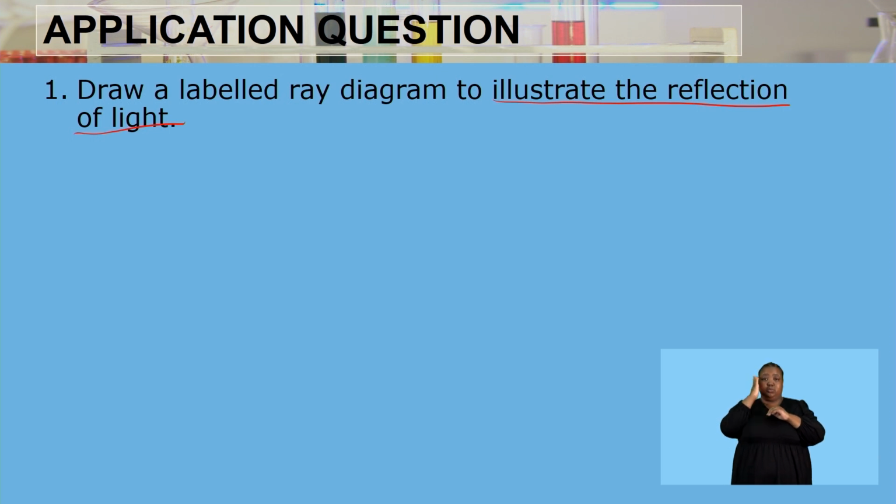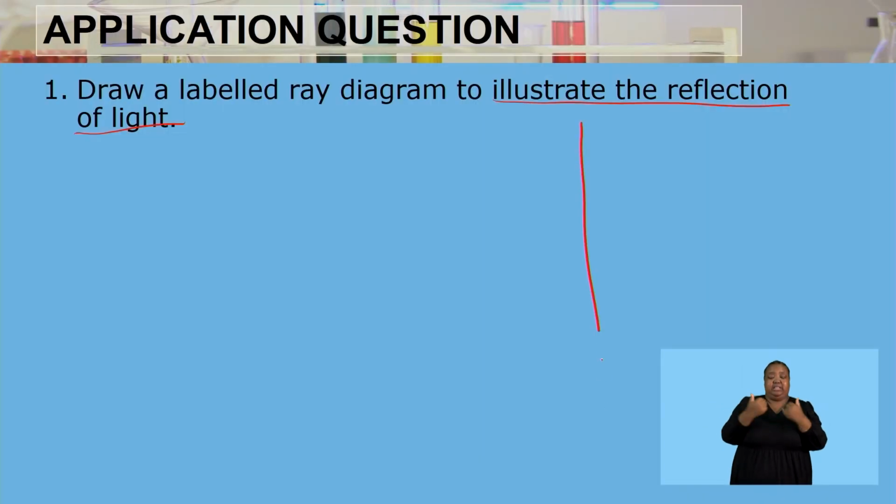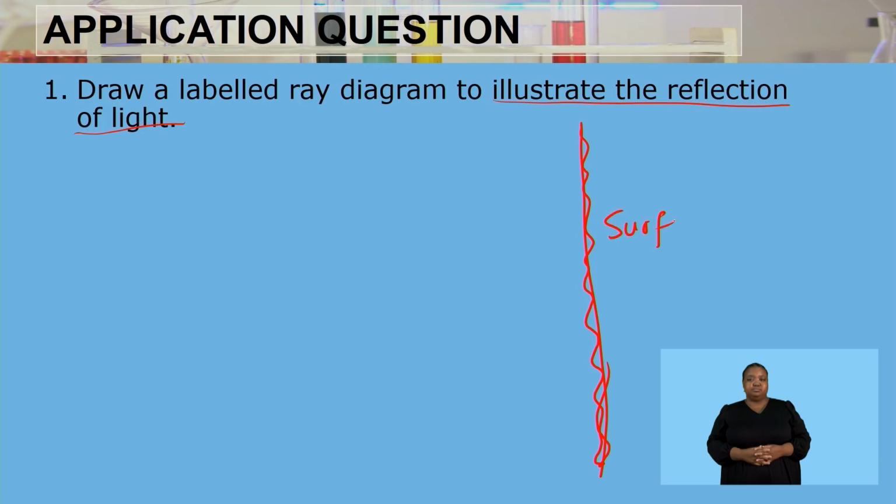So we know that with every ray diagram that we draw, we always need to have a surface so that that surface can reflect the light, so that that light can go to the observer, being the eye or whoever is trying to see something. So if we start with our reflective surface, this is our surface. Remember, we need to label it.